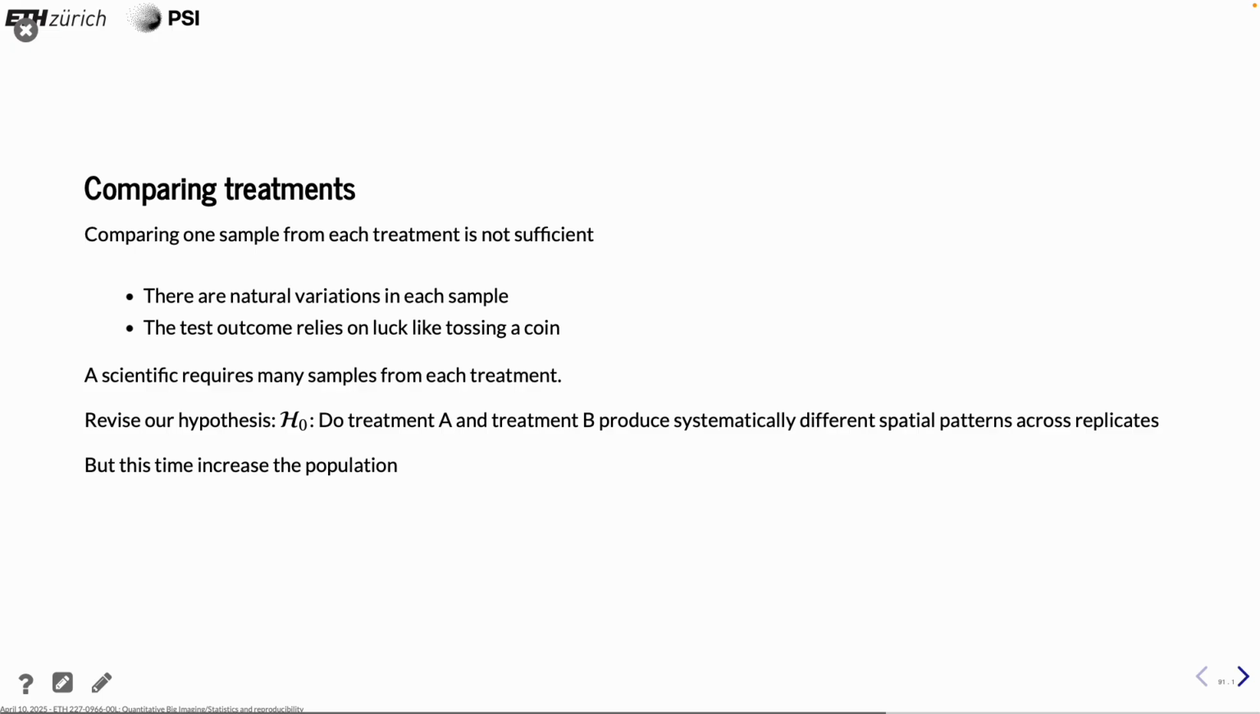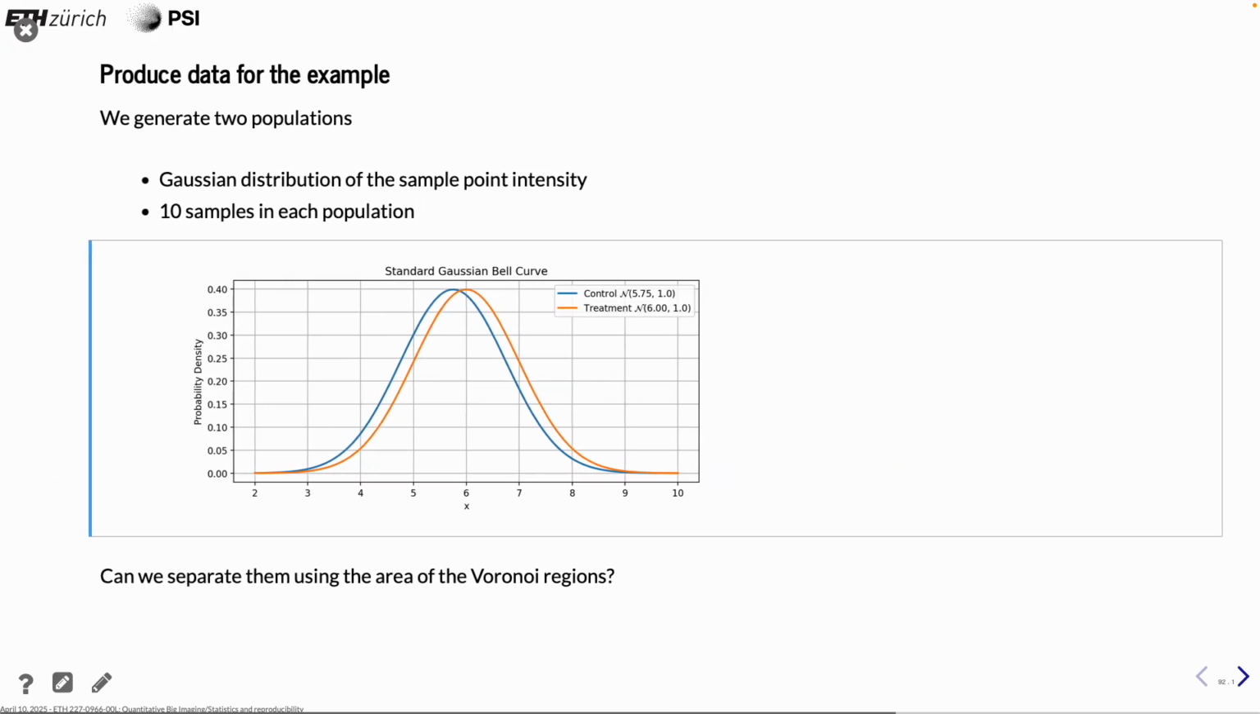Now we have just compared two samples, and that is maybe good to see the difference between two of them, but there are in many of these experiments natural variations within each sample, so it's more like luck if you get two samples that are different or not different. Now we want to see if there is a systematic difference between the spatial patterns across a lot of replicates. So it's time to increase the population that we look at.